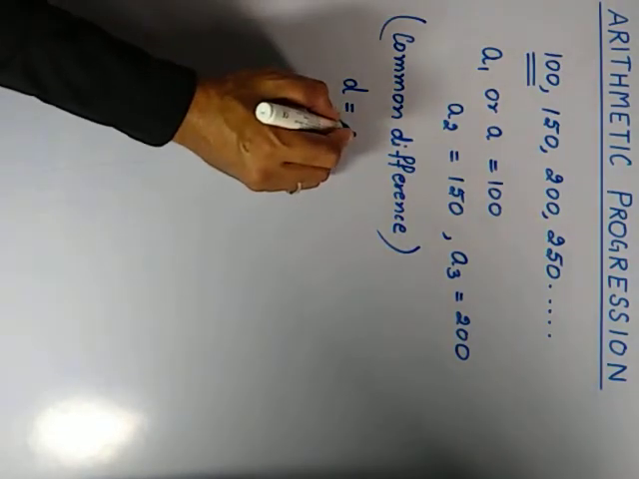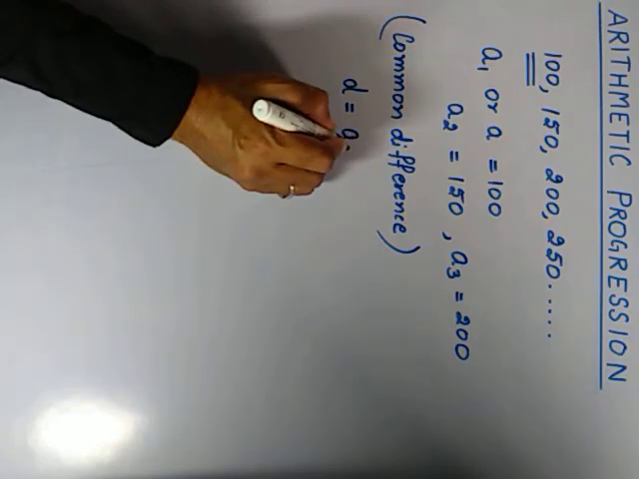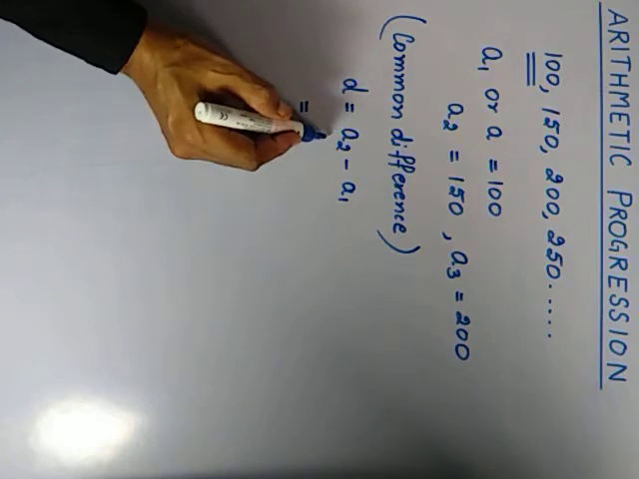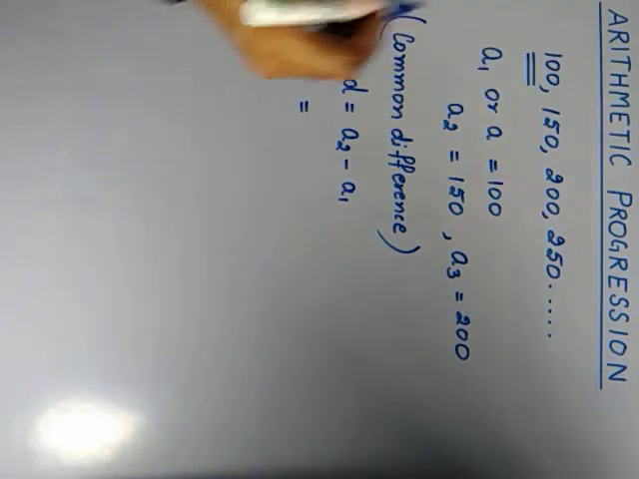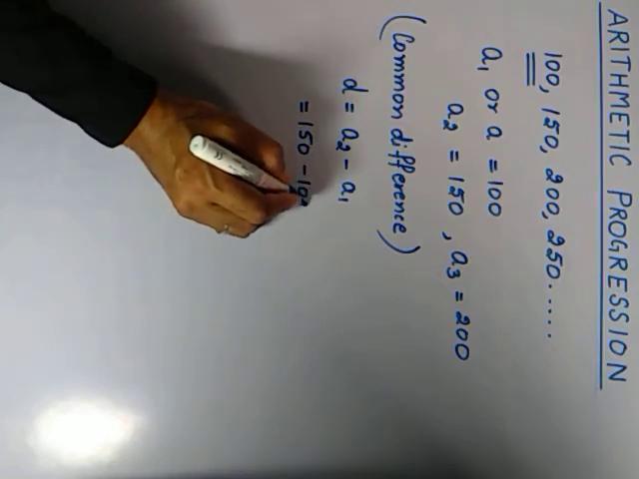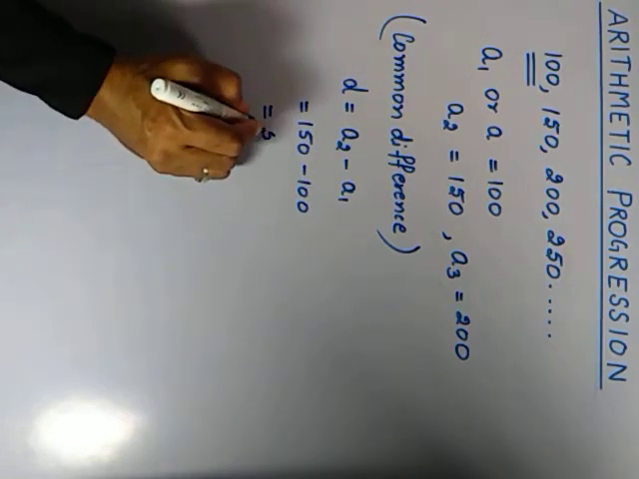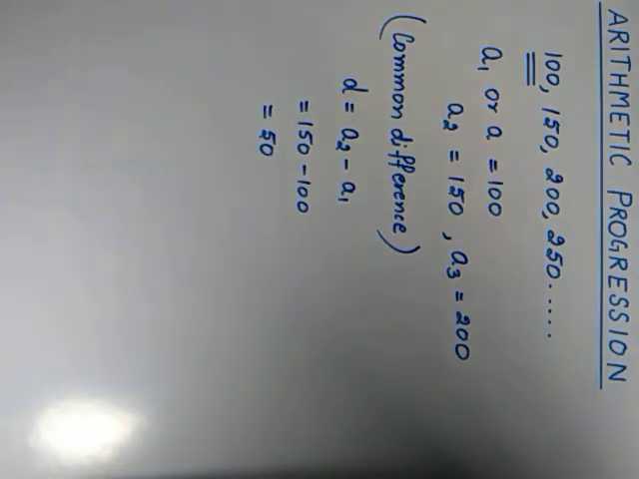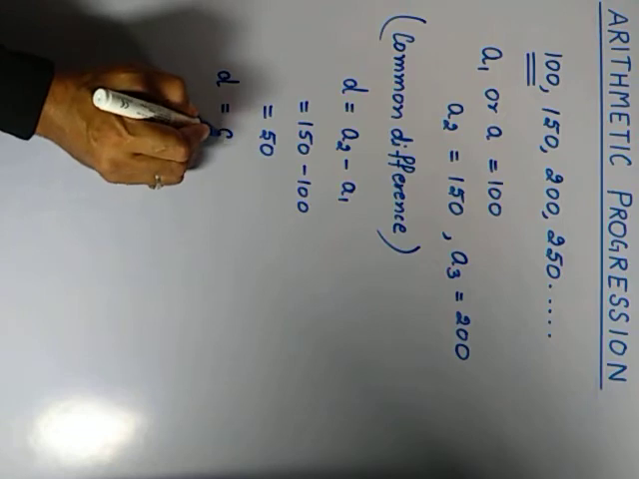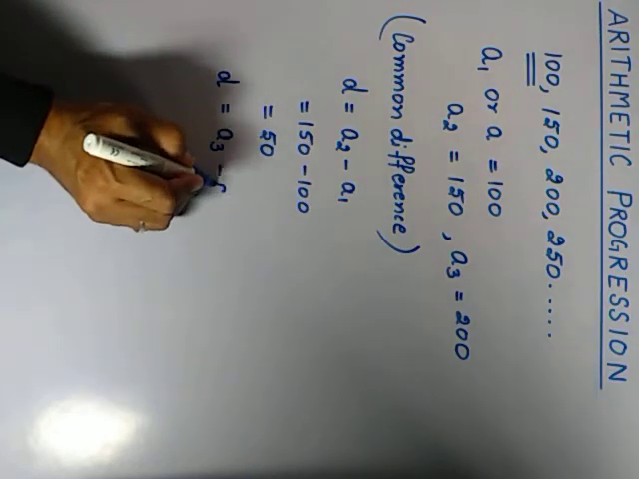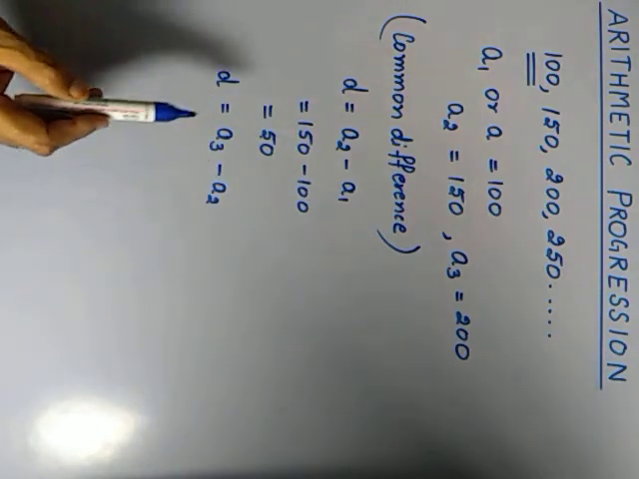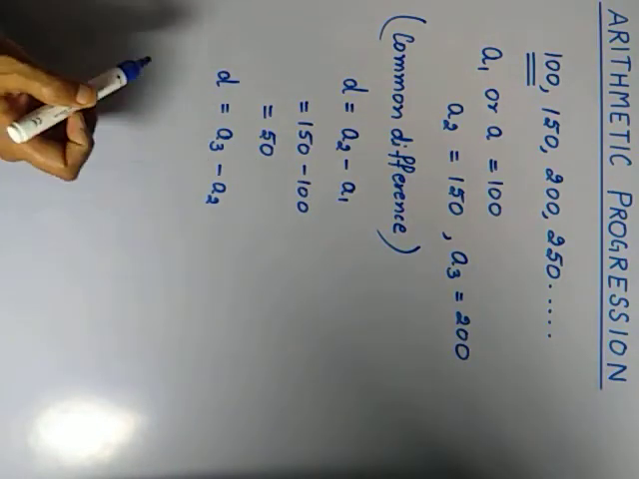So which we can find: A2 minus A1. It means second term minus first term. Second term is 150, first term is 100. So common difference is 50. Or we can say common difference equals A3 minus A2. A2 minus A1 or A3 minus A2.